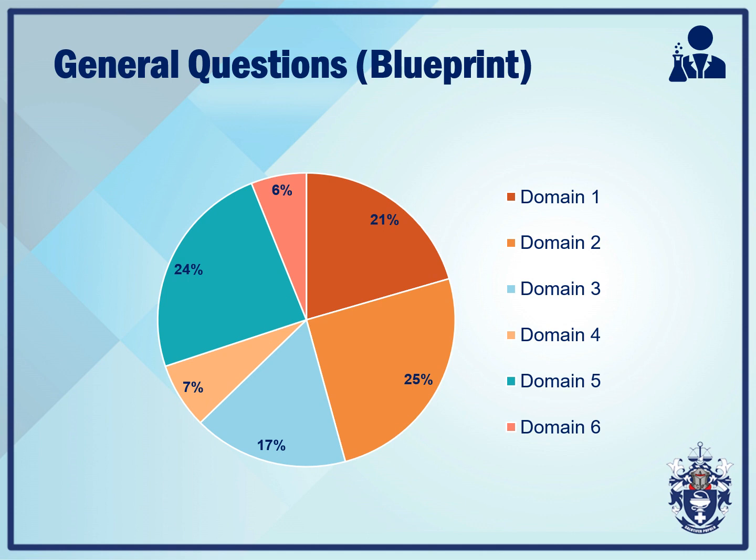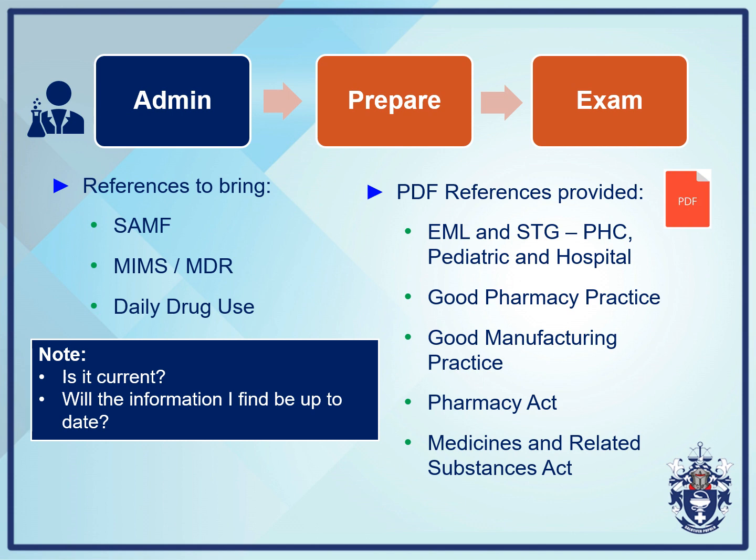Let's take a closer look at the blueprint for the general questions of the examination. 21% from Domain 1, 25% from Domain 2, 17% from Domain 3, 7% from Domain 4, 24% from Domain 5, and lastly 6% from Domain 6. Refer back to the first presentation that we had to find out the number of questions per competency within each of these domains. The pre-registration examination is an online open book exam.